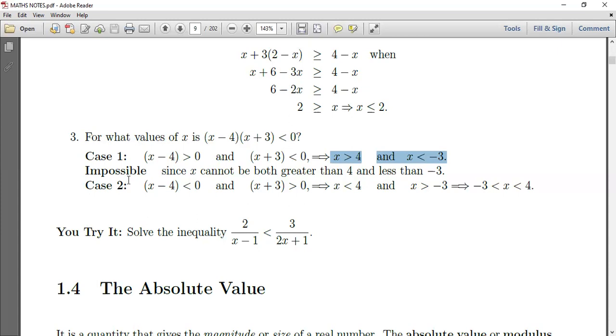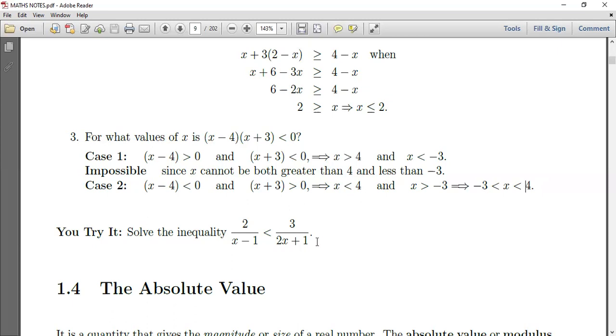So it's impossible. Then we consider the other option, case number 2, whereby we're saying this bracket is negative. Because remember, initially on case number 1, you said this is positive. Now we consider this one is negative and this one is positive. When you solve that, we get x is less than 4 and x is bigger than minus 3, which forms a range to say x is between minus 3 and 4, which is possible. Then this becomes our solution.